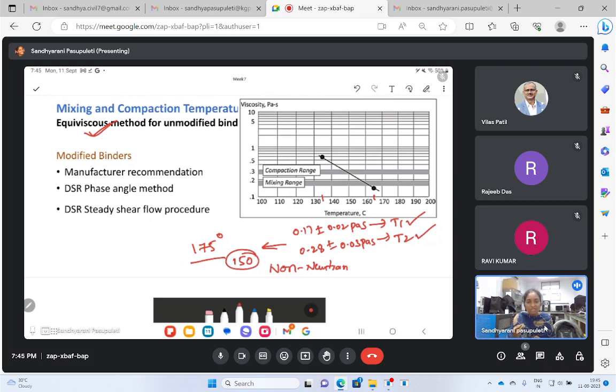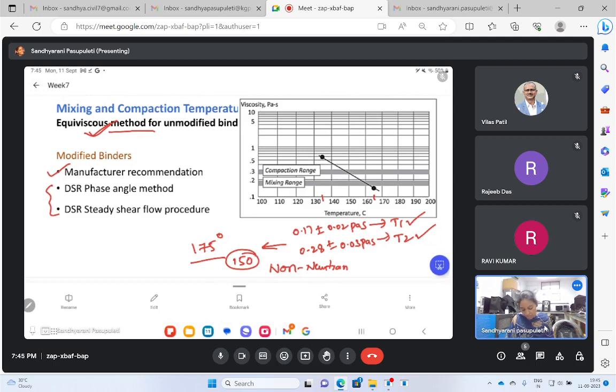That means viscosity is independent of shear rate. But when we observe this for modified binders, they could not follow this trend. Thereby, this equiviscous method was not recommended for modified binders. So one option is that the manufacturer who is providing the bitumen can actually specify the mixing and compaction temperature. If not, there are two methods which we will quickly discuss in 2-3 minutes.